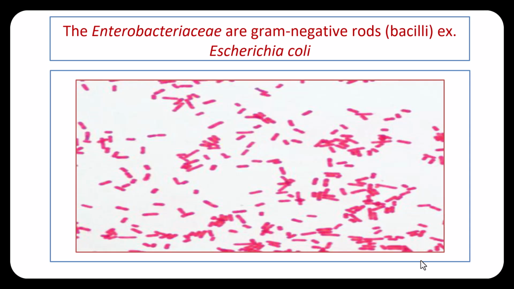As I mentioned, all members of this family are gram-negative rod bacilli. They appear under the microscope as pink, short rod bacilli, sometimes arranged singly or in small groups. As an example, you can see in this slide Escherichia coli. It appears as pink rod bacilli under the microscope.